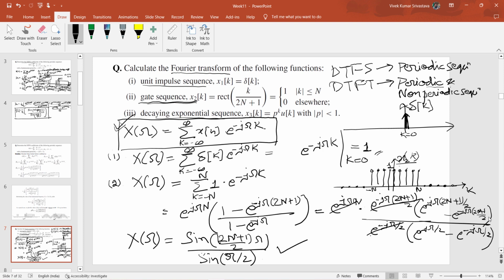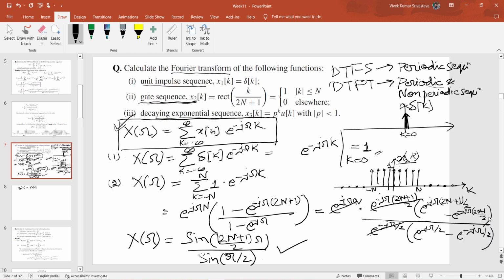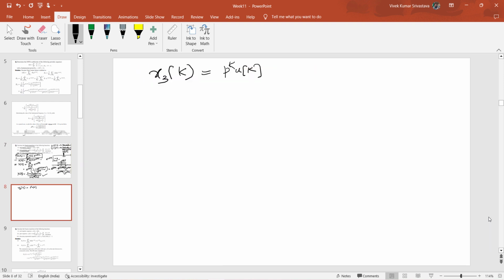Now moving to the next part, that is the decaying exponential signal, x3. So x3 is basically defined as p raised to the power k u of k, where p is less than 1.